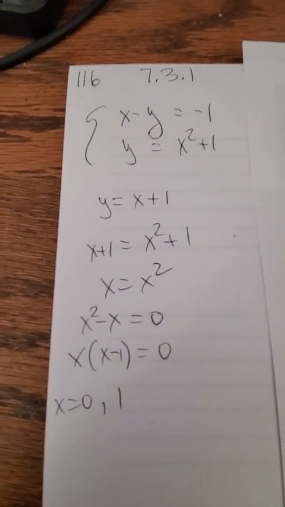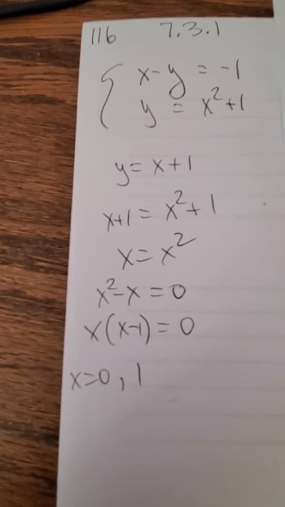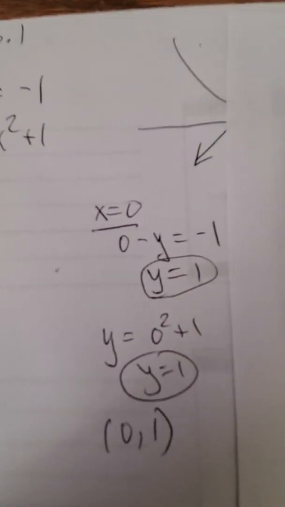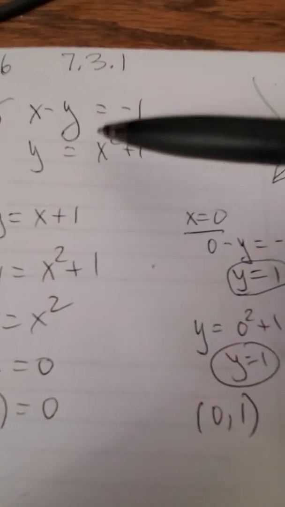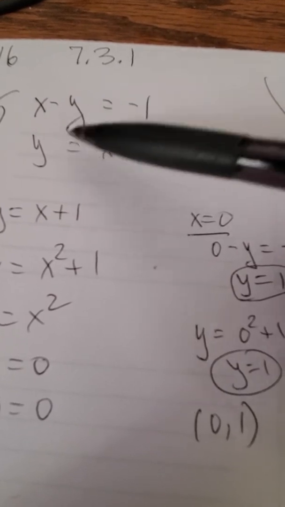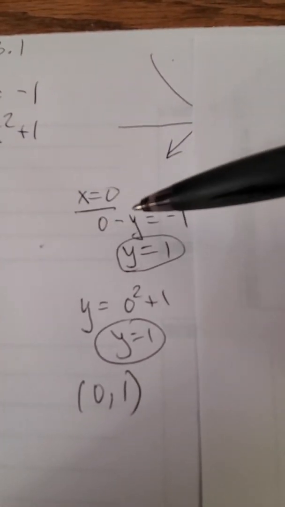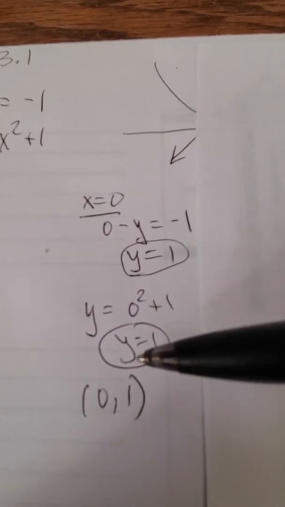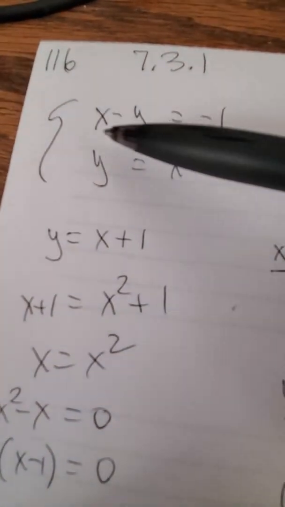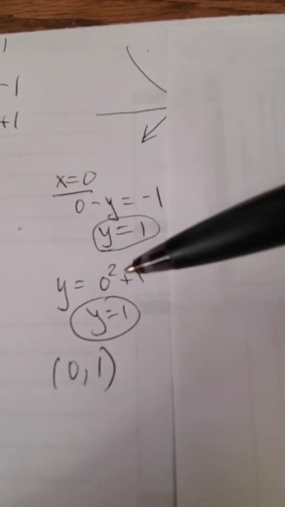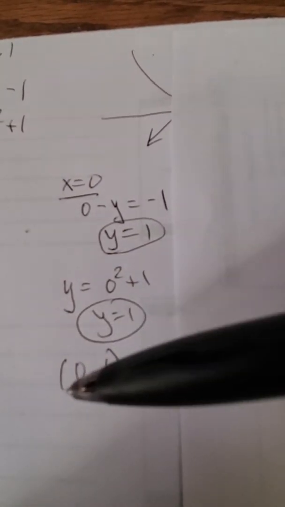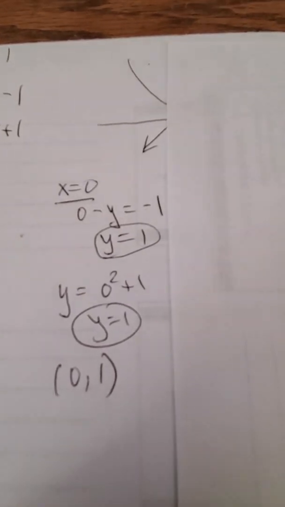Now I have to check, will these x values give me good y values? Well, let's start with x equals 0. I'm going to have to plug into both equations. You always have to do both equations. 0 minus y is 1, so I get y equals 1. y equals 0 squared plus 1, y equals 1. Again, I'm plugging in 0 for x in these two equations. So if x is 0, I get a consistent answer of y equals 1. So 0, 1 is part of my solution set.